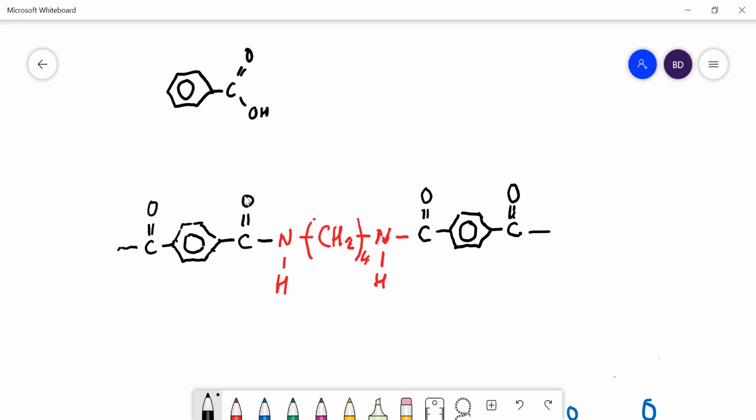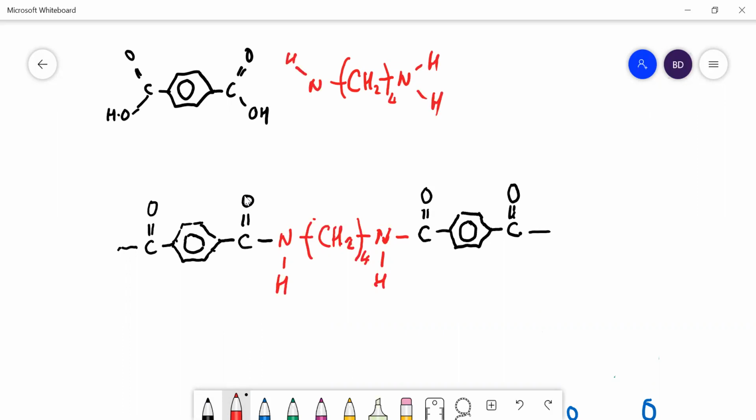I've drawn the carboxylic acid there, could be the acyl chloride. So it's benzene 1,4-dicarboxylic acid, and the other one would be the diaminobutane. You've got 4 carbons there. And it's forming an amide linkage. So yeah, you're going to lose that at the end of each one, and you form the polymer there. Okay.